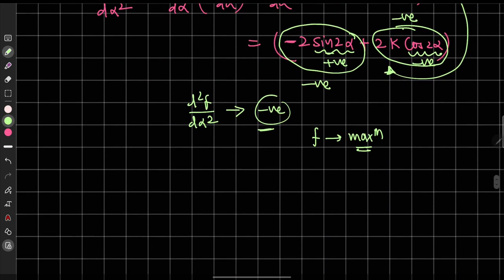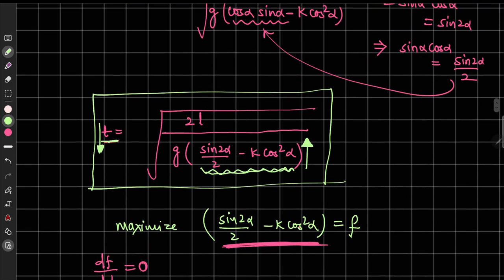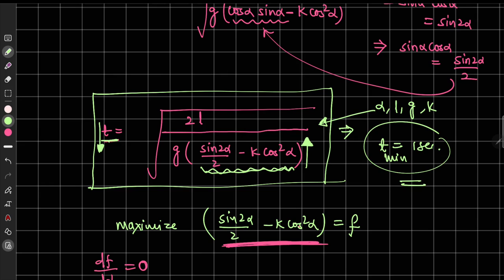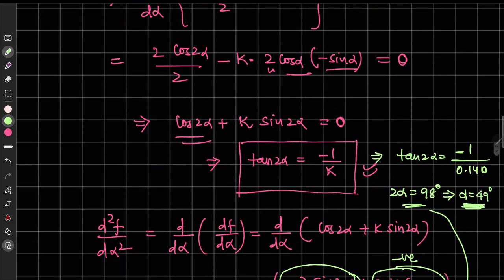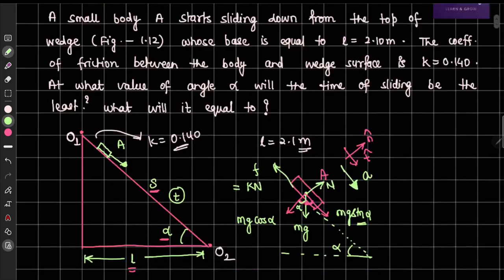Now we have obtained the value of alpha, that is 49 degree, and if we substitute the value of alpha, L, g and k in this particular expression, then we will get that T minimum is equal to 1 second. Okay, so this is the minimum time it will take for alpha is equal to 49 degree. So I hope the entire procedure is clear. Thank you.